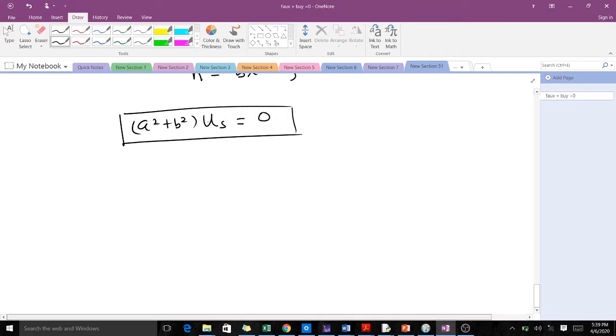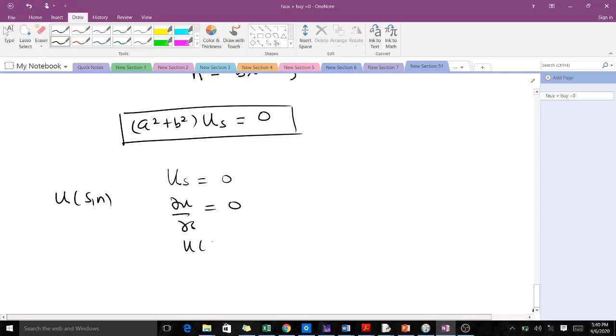What we do is that we solve this particular ODE. So when divided by a squared plus b squared, we get u_s will be equal to 0. And this is the same as del u del s is equal to 0. And you know, u, when we change coordinates, is a function of s and n. Because we are integrating with respect to s, that means our constant will be a function of what? n. So here we are going to get u of s, n to be equal to f of n, because we integrated with respect to s, so the arbitrary constant will be a function of n, right?